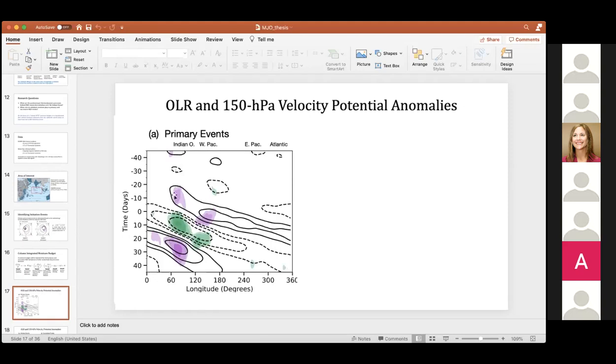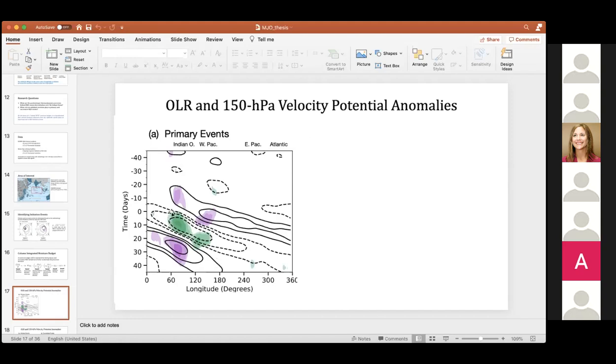So to start off, we can see in the primary events at about lag day -15, we have a positive OLR anomaly, which is this purple blob over about longitude 70 degrees. And we see that this positive anomaly doesn't have any really clear eastward progression, and is then followed by a negative OLR anomaly by lag day 0, which is our initiation. We can see as the negative OLR anomaly propagates eastward that it also strengthens over the Indian Ocean, and the convection eventually decays at about 180 degrees, lining up with the Western Pacific.